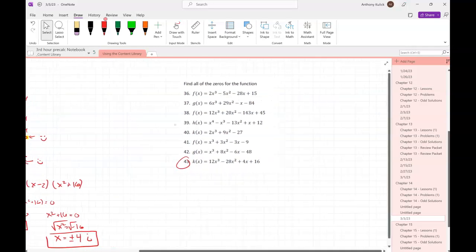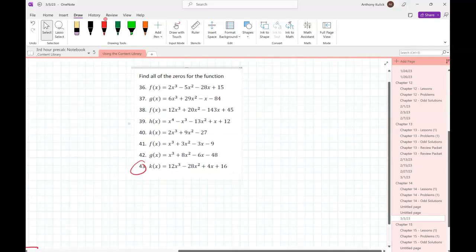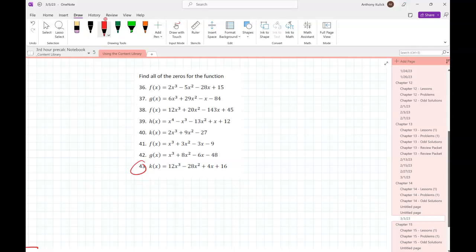So here it says, again, find all the zeros for the function. Is the process I'm using going to change at all? No. No, not a single bit. So I know how many solutions am I looking for? 3 solutions, right? Because it's a degree 3.